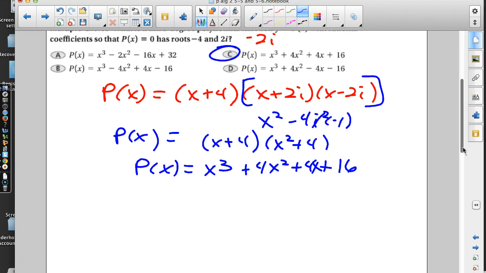And there it is. This is what you're doing today. You are writing these polynomials from complex and or irrational zeros. So 4, 3, 2, 1, 0.